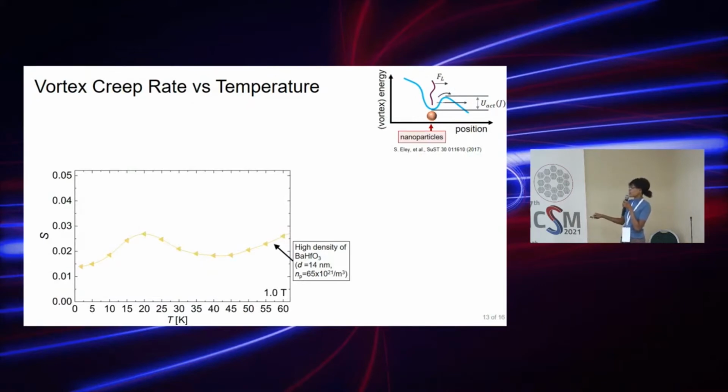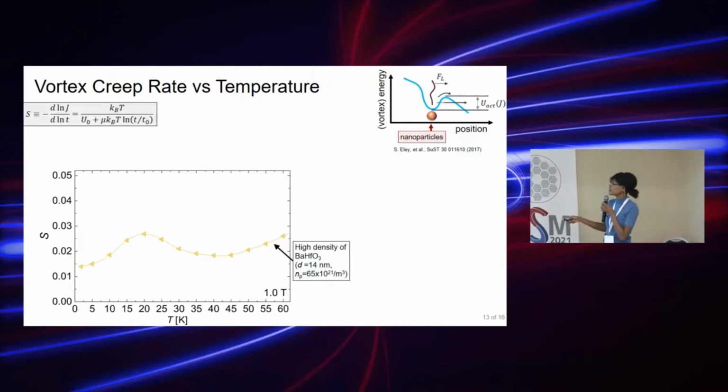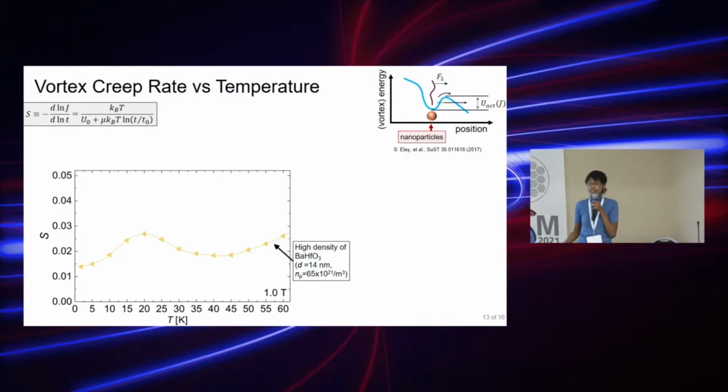And this yellow curve that you see here are the results for a 900 nanometer thick sample that contains the high density of barium hafnium oxide nanoparticles. So then before I do a comparison to other films, I'll quickly show you how we think about what's creating the shape of these curves. This equation here is the expected temperature dependence of the vortex creep rate based off of what's called glassy and collective creep theories. U naught is the energy barrier if we have no driving force, that is no current.